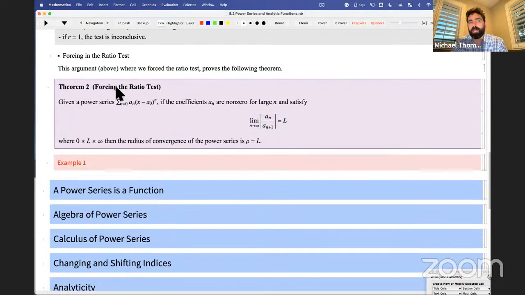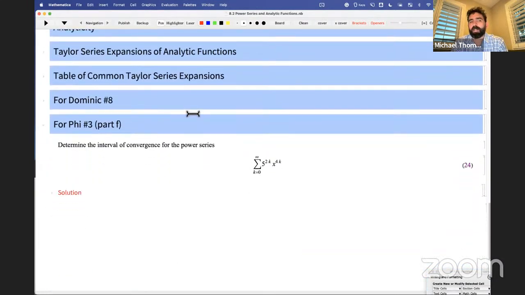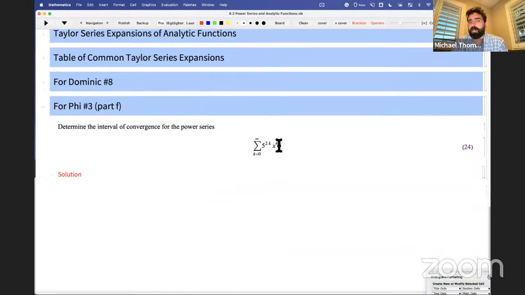All right, now in order to use the test, your power series has to be of the form the sum from n equals 0 to infinity of a_n times (x minus x naught) to the nth power. Now we have a little bit of an issue here because it's a k. If it was a k, we'd be fine, but it's not. It's a 4k. So we have to fix this first before we can even apply the test.